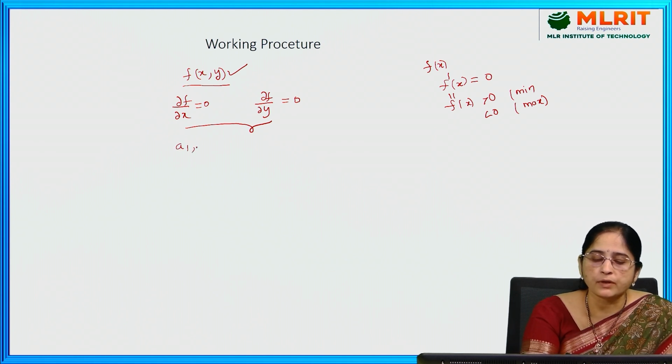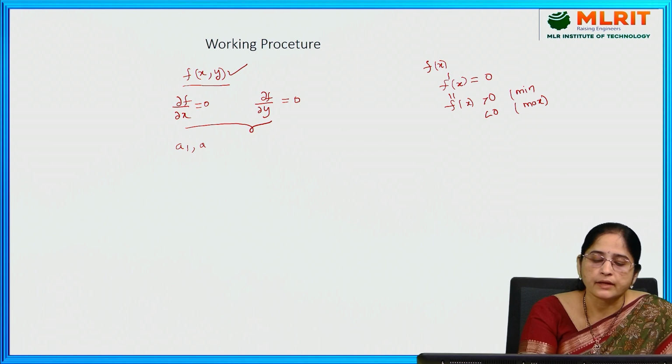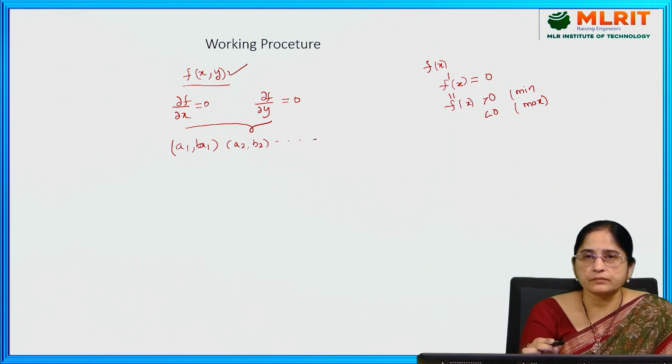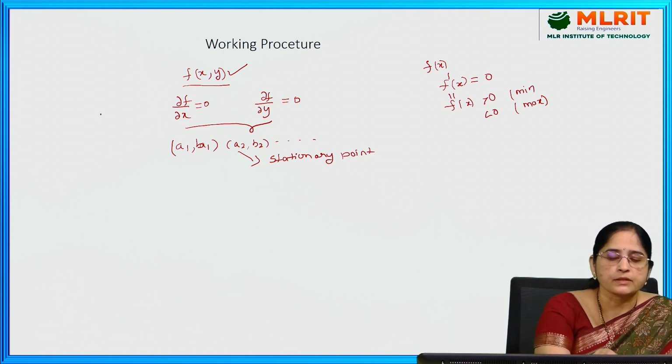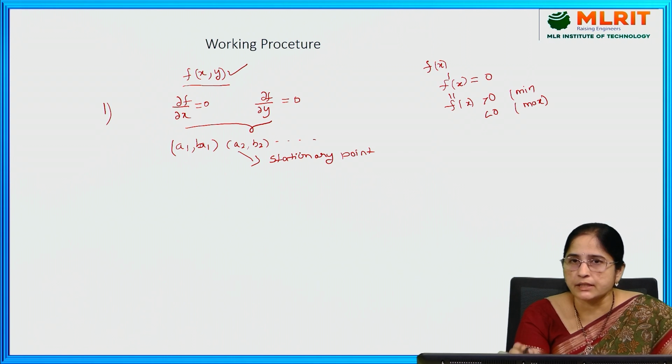Depends on the problem, we will get 2 points, 3 points, 4 points, 5 points. So, that's all. A1, B1, A2, B2, and so on. So, these are the points. We can call these points the stationary points. This is the first step. First find out dou f by dou x, dou f by dou y. Next find out the stationary points.